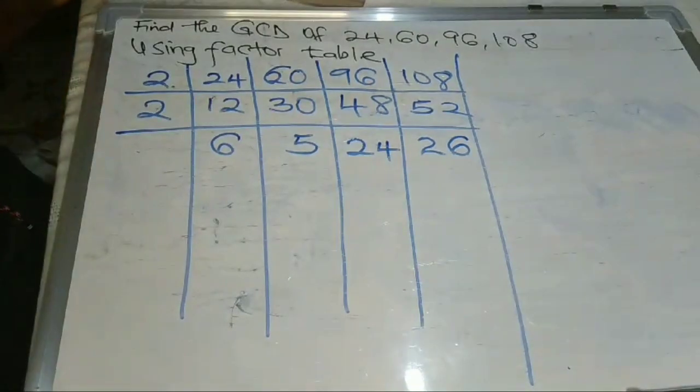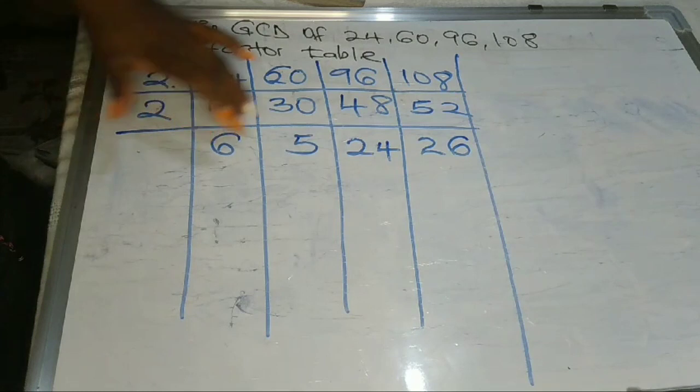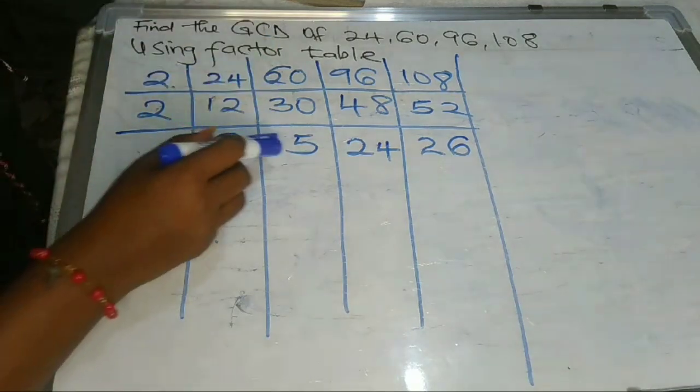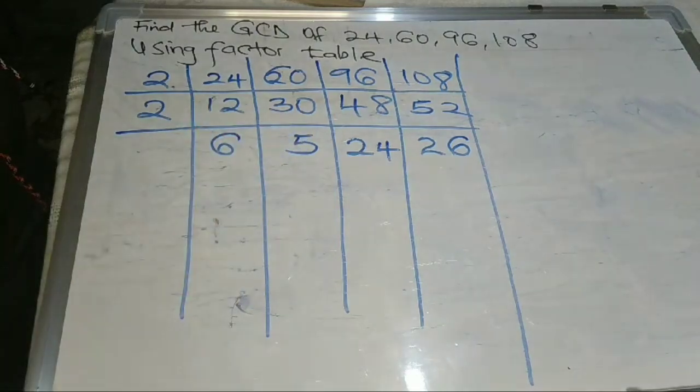Let's go to the next number. Can we get any prime factor which can divide the remaining numbers? No, we cannot. Looking at 15, it is not even, so we cannot use 2, we cannot use 3, and so forth. And even if we say 5 itself, it cannot divide all these other numbers.